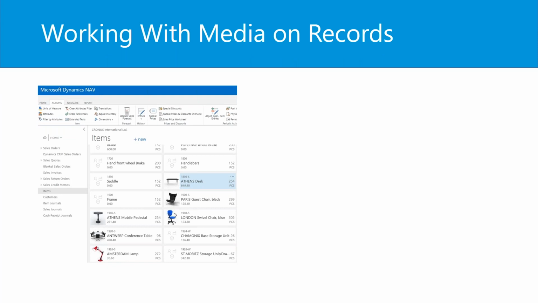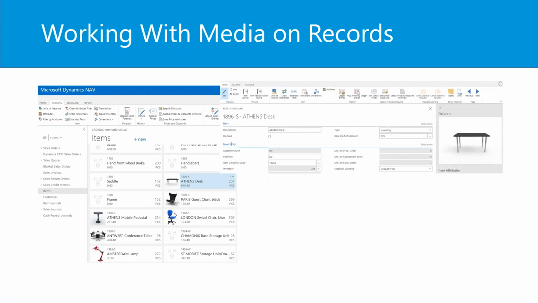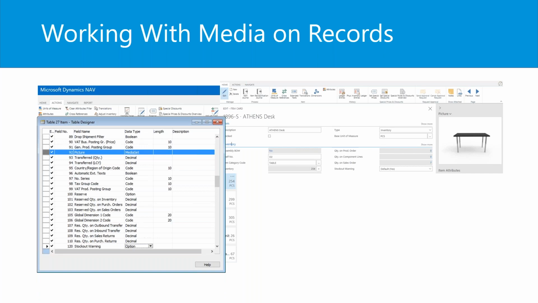Okay, so if you have a look in the application, I already demonstrated that here in the beginning. You will see these in item lists and customer lists. You can also see them on master cards, usually in a fact box. There is a picture image in there. By the way, most of the picture fields in master tables are no longer blobs, but they are working with media or media sets. Not all of them, but most of them are already.